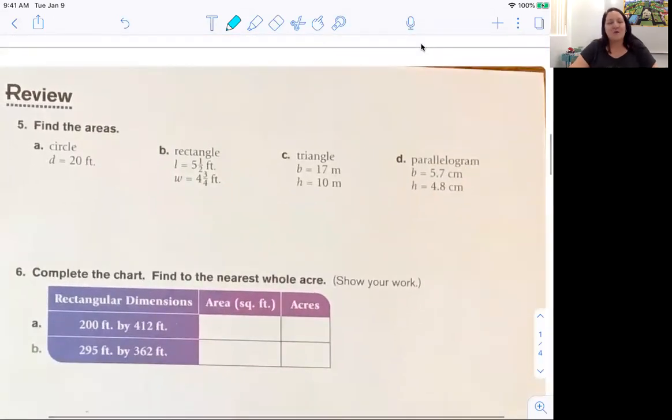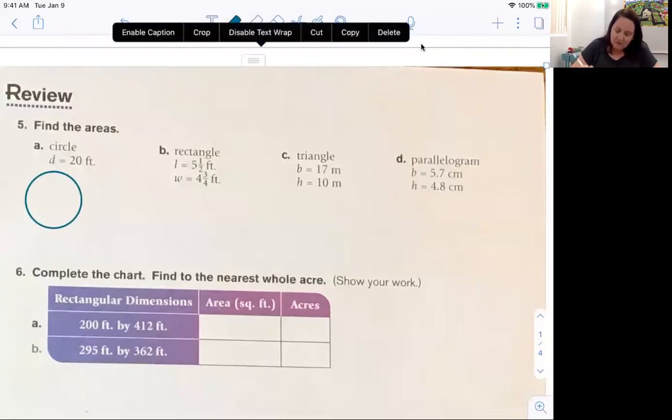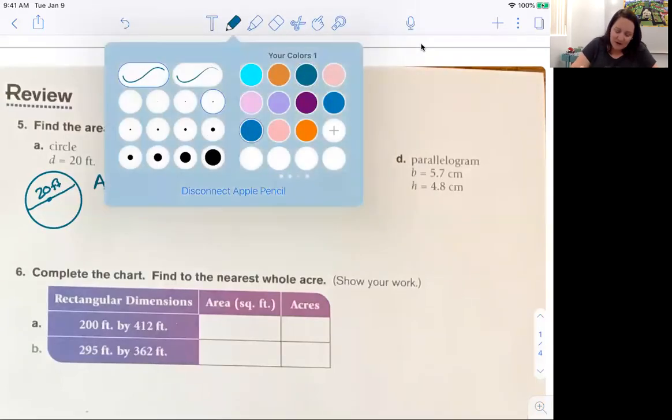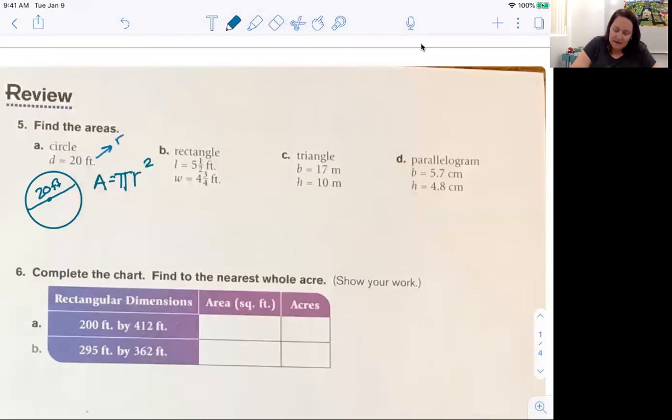I'm gonna do a couple of these review with you today. Let's find the area of a circle. So anytime we do this, remember, I'm gonna draw my circle. My diameter is how much? 20 feet. I'm gonna draw that diameter and I'm gonna label 20 feet. What's the formula for the area of a circle? Area equals pi r squared. But you're thinking, wait, I have a diameter, I don't have radius. How do you find radius? Divide by 2, right? So if my diameter equals 20, my radius has to equal what? 10. So now I can use that 10 in my formula.